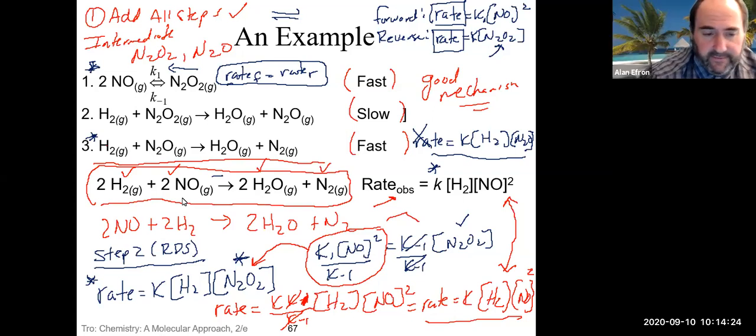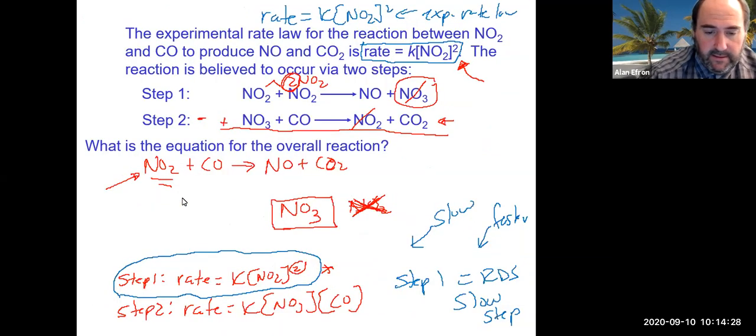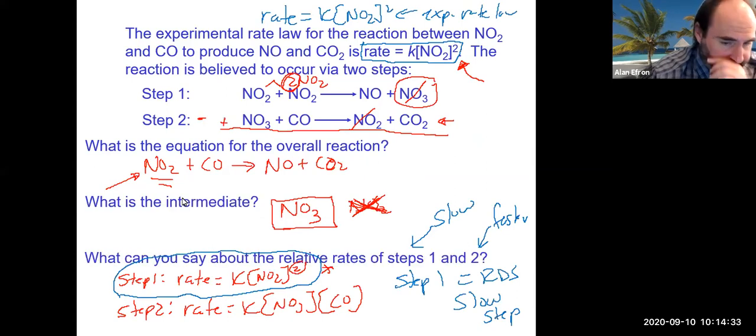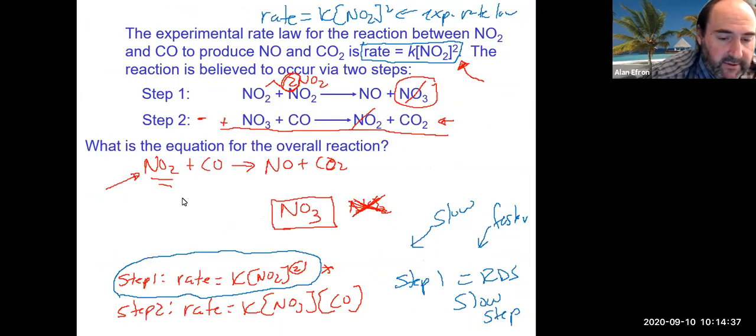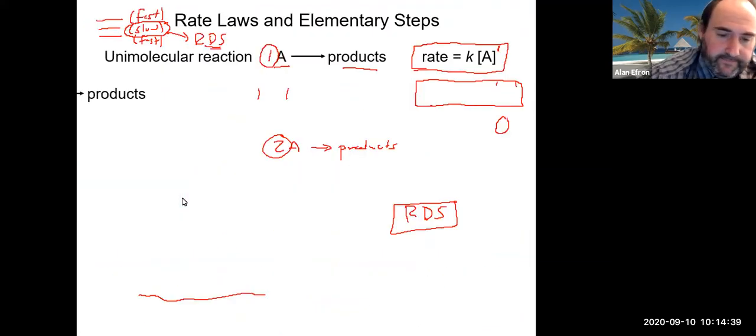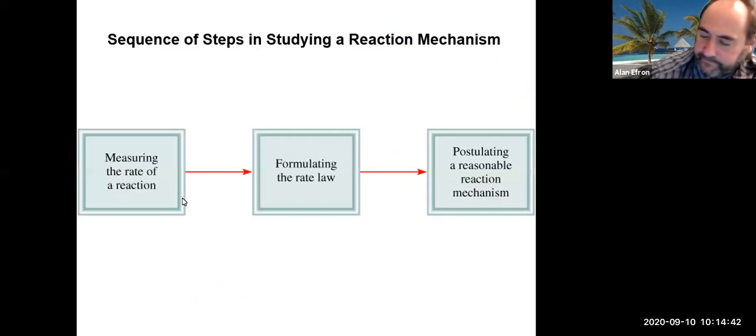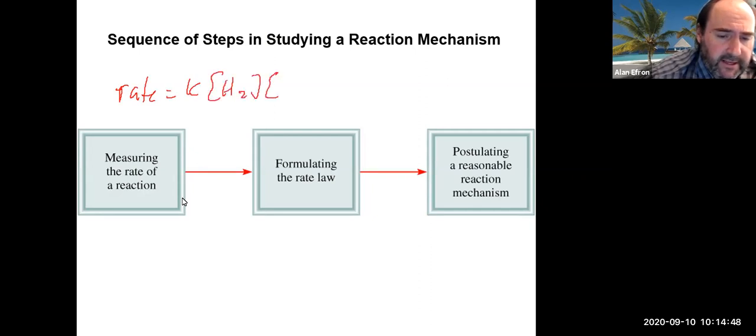So let me see if I can find somewhere to scribble on here. So our original rate law was H2N2O2, right? So for that slow step, we had the rate equals K H2 N2O2, and that was for the rate determining step. And this is ultimately what we were trying to get rid of.